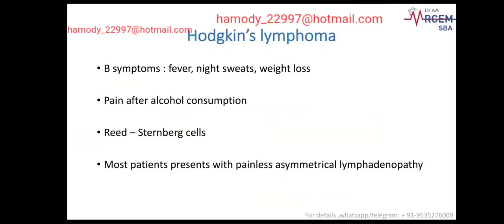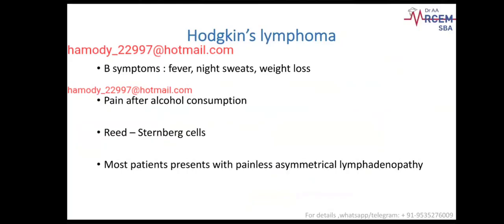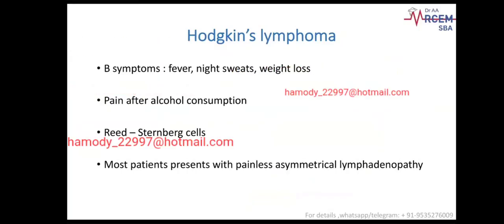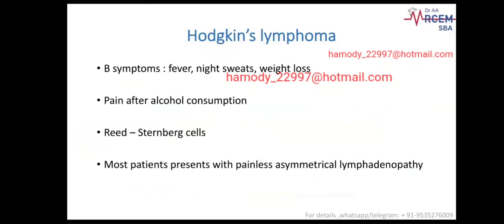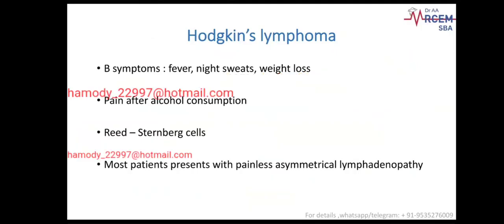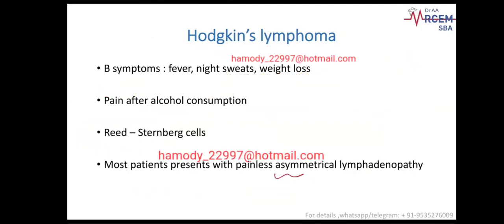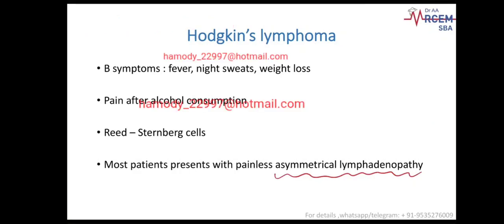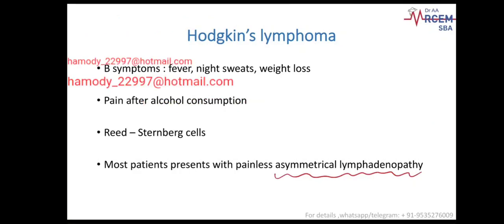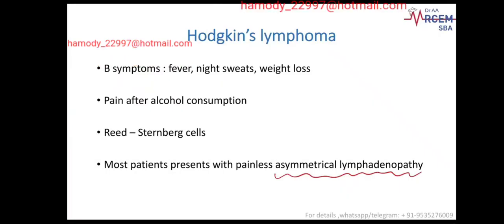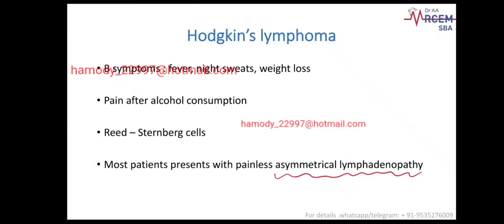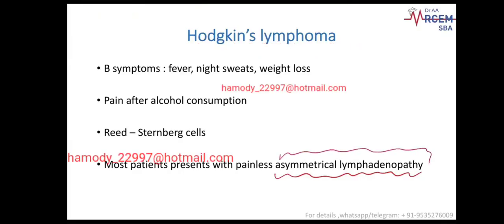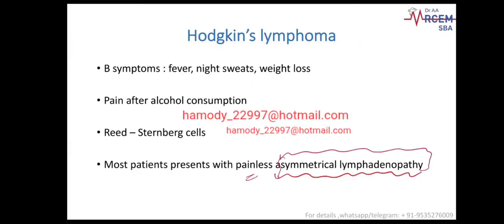Hodgkin's lymphoma. Usually they present with lymphadenopathies. Okay, it can be cervical lymphadenopathy, various swellings, it might be lymphadenopathy in the groin region, but it will always be asymmetrical lymphadenopathy. What do I mean by asymmetrical? That means the size on the left side might not be similar to the size on the right side. Cervical lymphadenopathy on the left side will not be similar to the right side. So they will be asymmetrical and they will be painless.